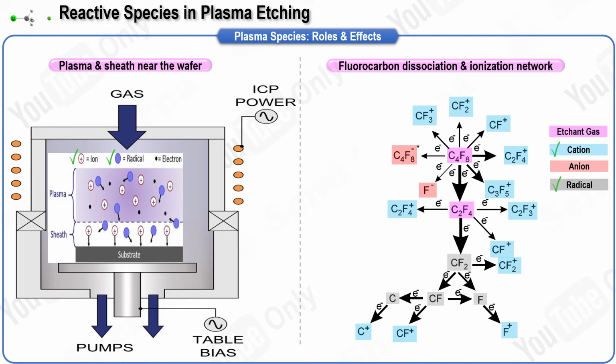This network matters because each branch controls a different surface pathway. F atoms react with silicon to form SiF4, which is volatile under vacuum. CFx radicals can link together at the surface and build a thin fluorocarbon film that passivates sidewalls. Ion bombardment preferentially removes that film at the trench bottom where the sheath drives ions vertically. The bottom continues to etch, the sidewall remains protected, and the profile stays vertical.